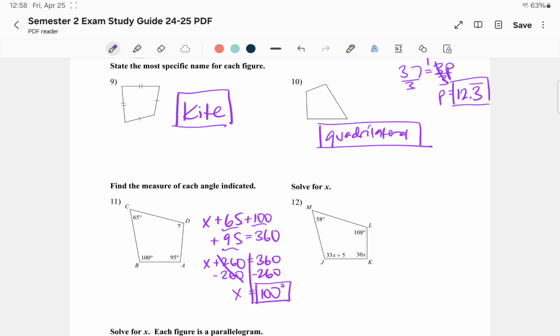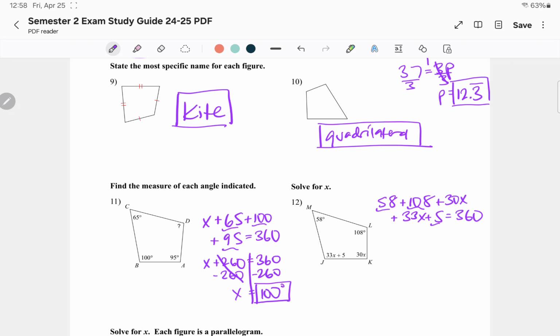Okay, so either way. For number 12, very similar, except now we have an expression here. So let's write 58, it doesn't matter the order, plus 108 plus, oh, there's x in 2 places. So 30x plus 33x plus 5 is all equal to 360. On the exam, I think there's only one expression, not 2. But same thing, we're going to combine like terms.